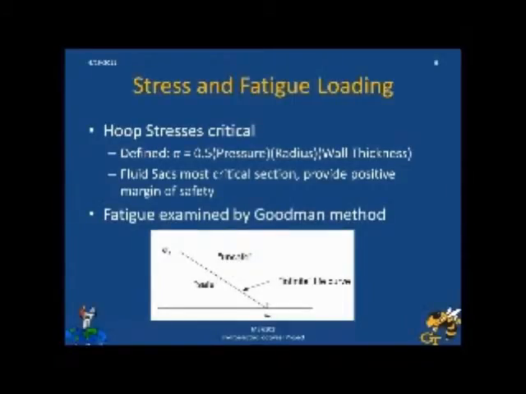The main source of failure found in the hydraulic components are hoop stresses, defined by the equation shown. Fluid sacs were found to have the largest such stresses due to their relatively large radius compared to other components. As with the sacs, components that endured the largest loads were analyzed first. Those parts that had similar geometries and materials with less load were qualified by similarity. Fatigue analysis was examined by a Goodman method, which defines an area where cyclical loading will not affect the life limit of the part, as shown on the screen.